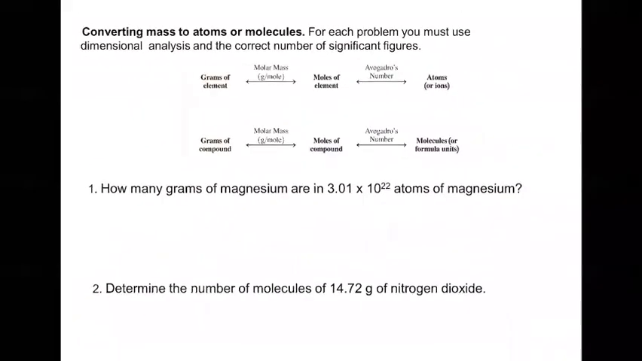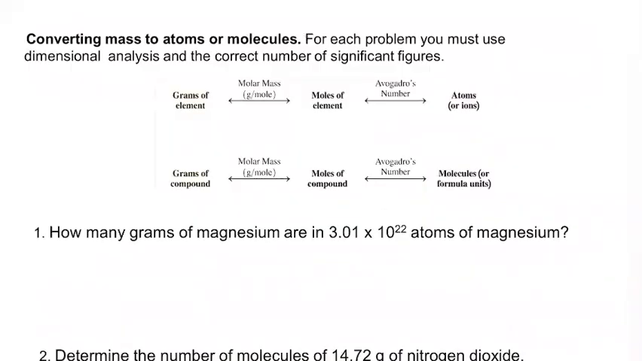So as you can see, like in the first problem, we are given atoms of an element. So in problem 1, we are given atoms of an element. What we need to find is grams of an element. As you can see, you're going to use 2 conversion factors. The first conversion factor is going to be Avogadro's number. The second conversion factor is going to be the molar mass of that element. Understand that the same process will be if you're given molecules and you need to walk all the way to grams of compound, okay?